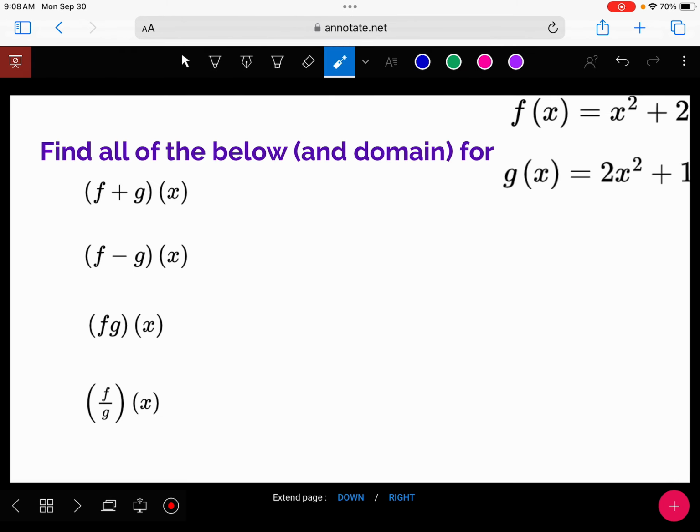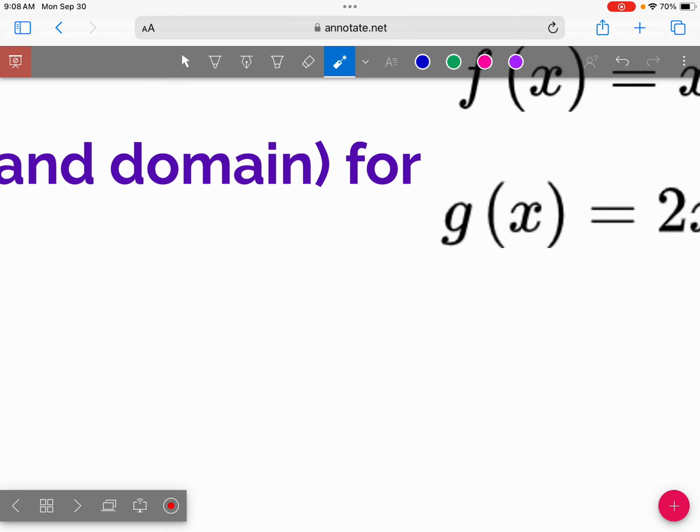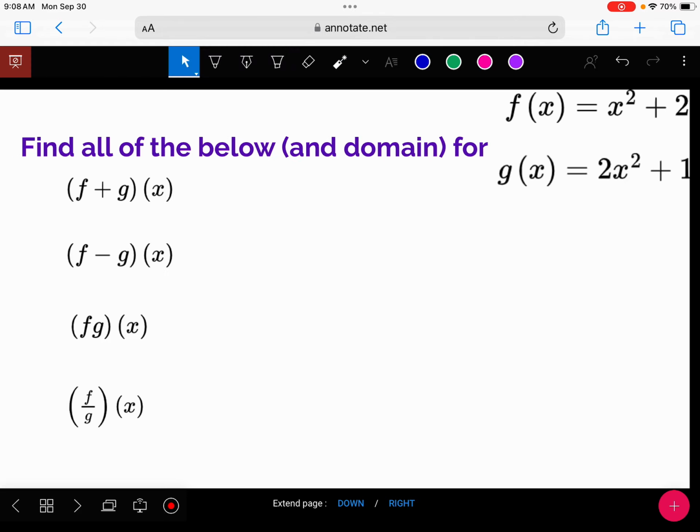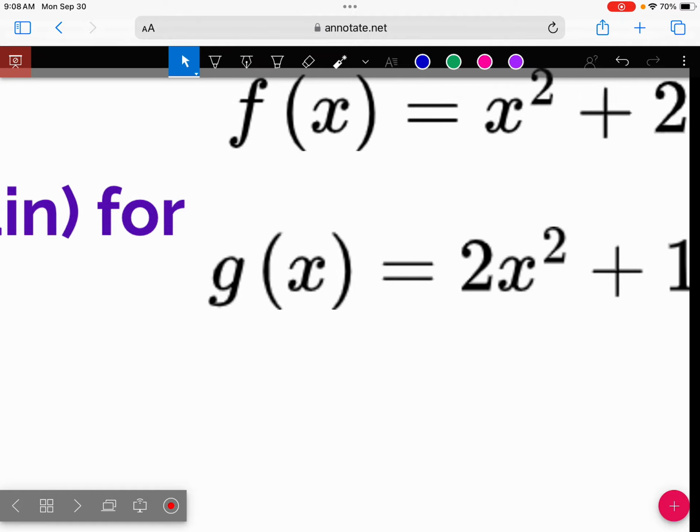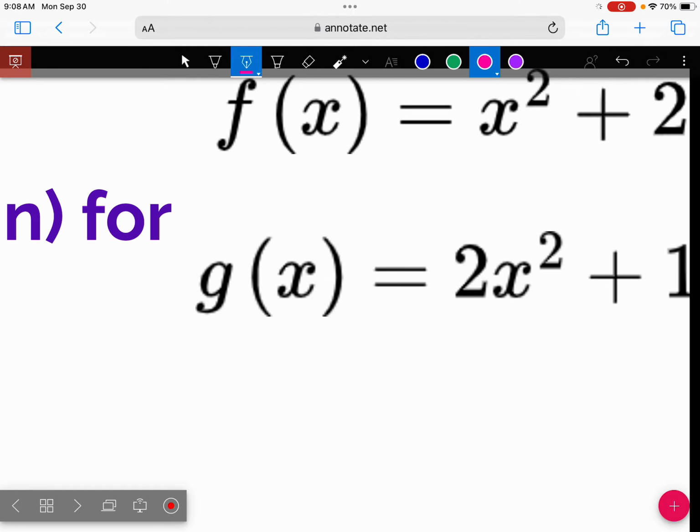All right, so up here we have our 2 functions. I've got f of x equals x squared plus 2, and g of x is 2x squared plus 1. The first thing I'm going to do is think about my domains for f and g. My iPad is losing its mind. It's frozen, kind of. There we go. So what is our domain for f?